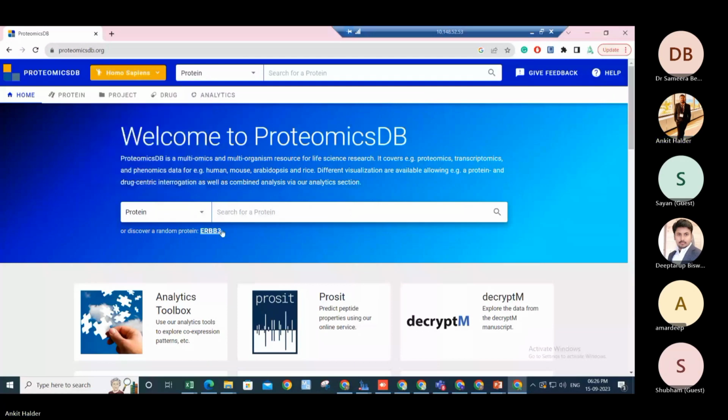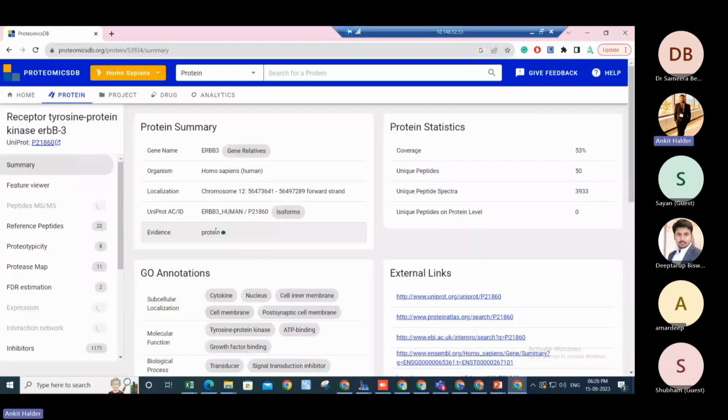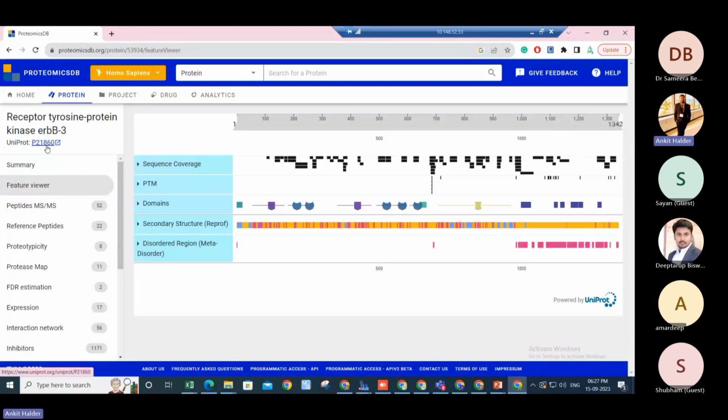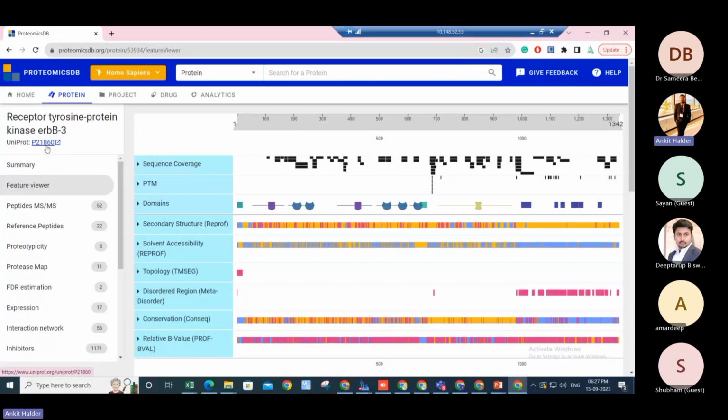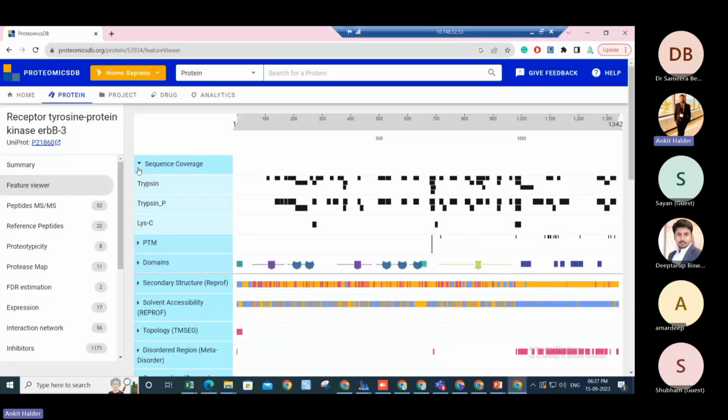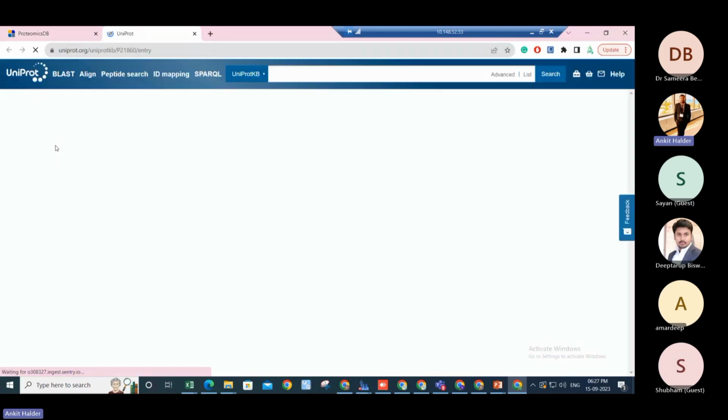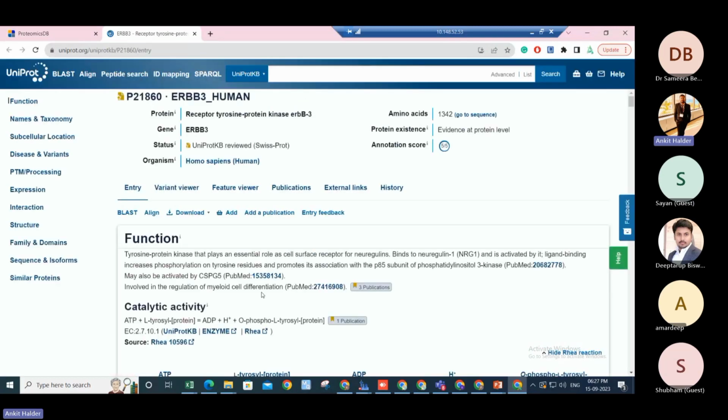If you discover a random protein, I think you all are aware that if you search in UniProt, you can also get all this information. But here you can get more information. You can also go directly to UniProt. If you go and look at the sequence coverage, in UniProt you will get all the information like functions, catalytic activity, etcetera.